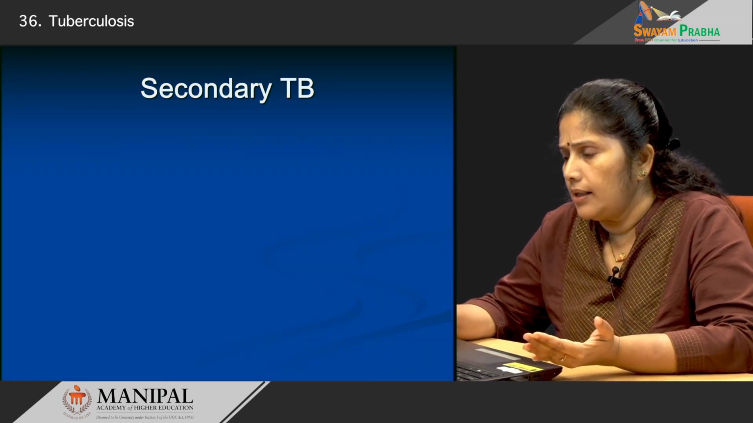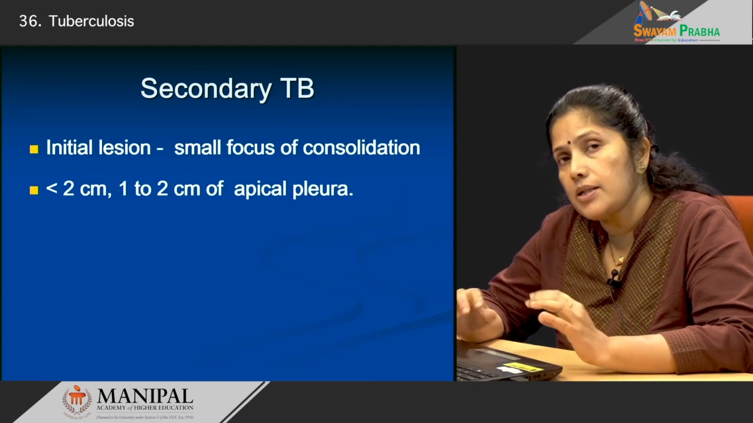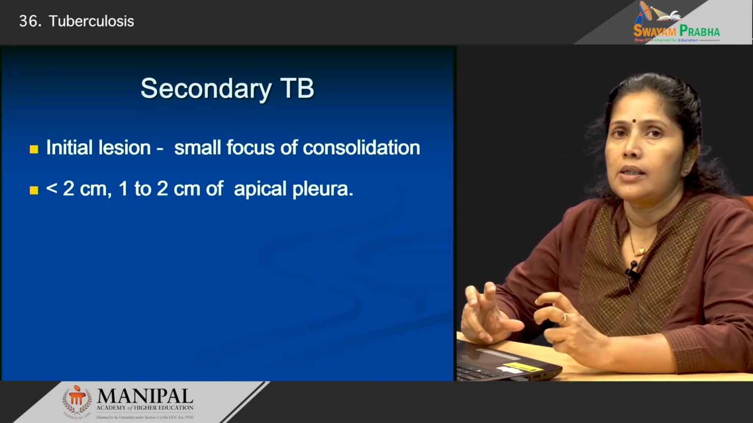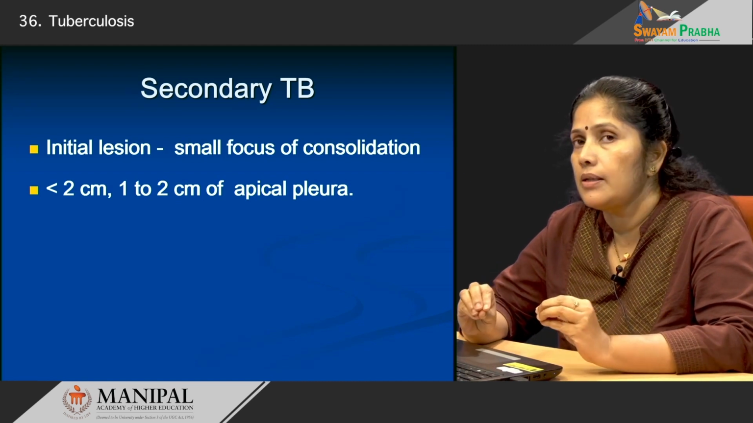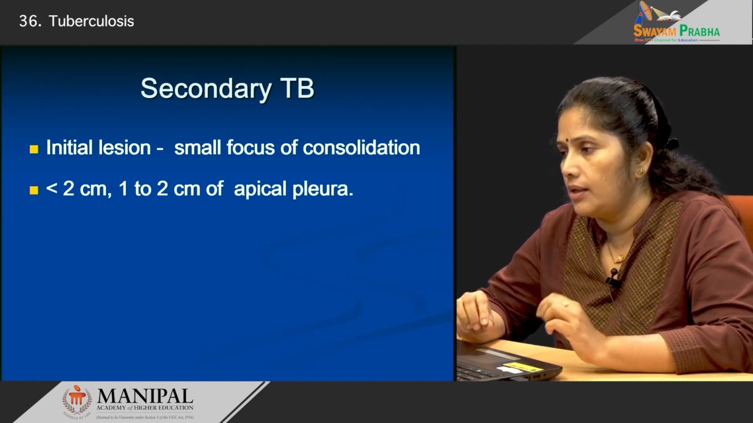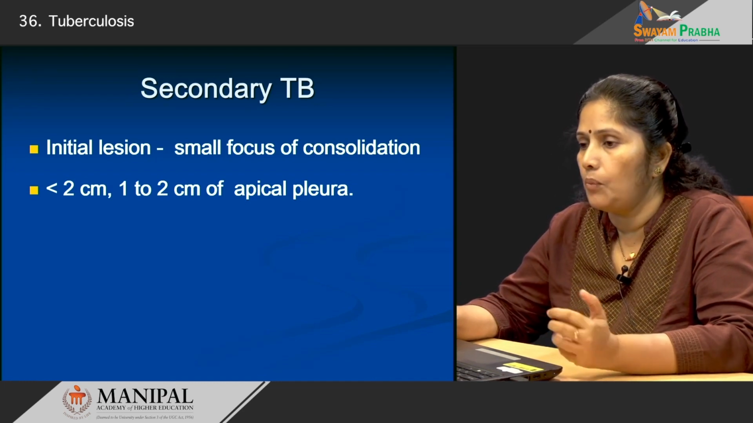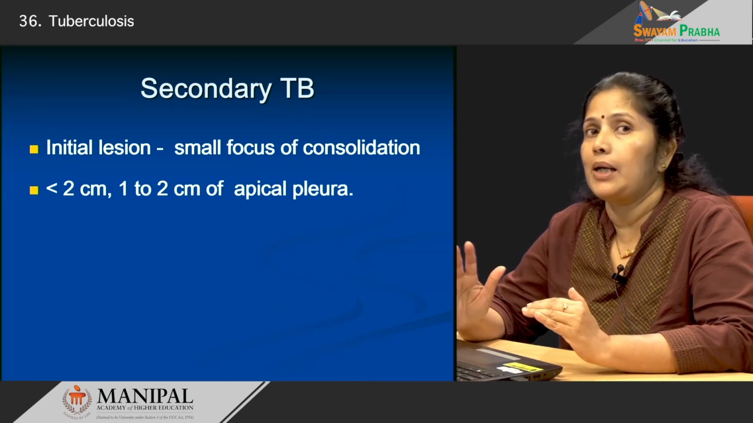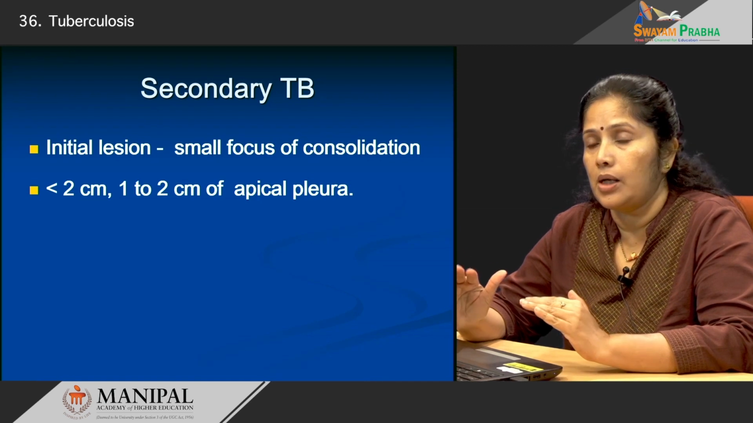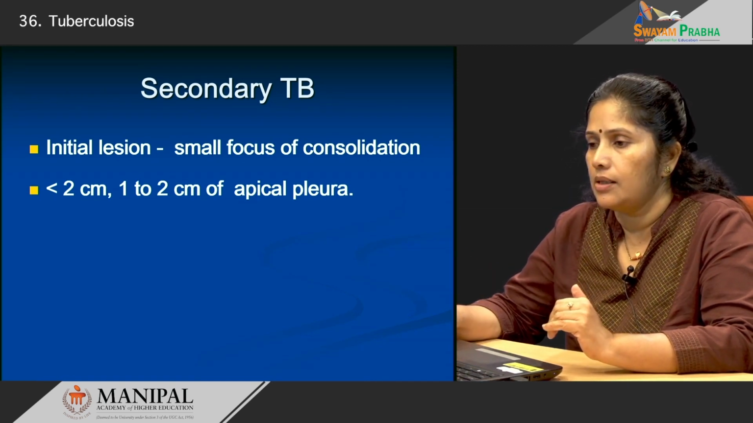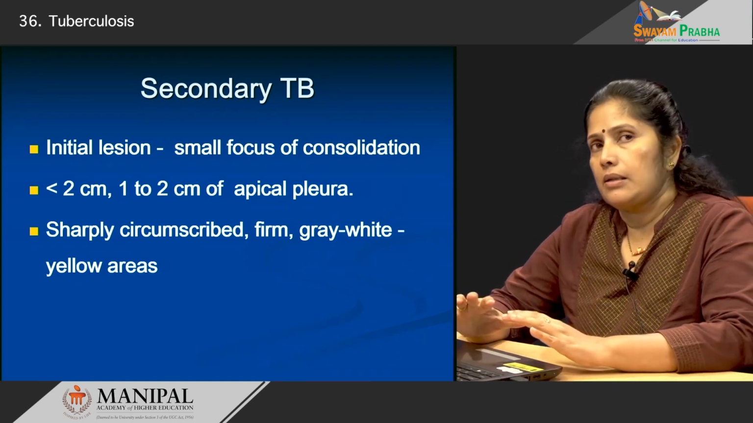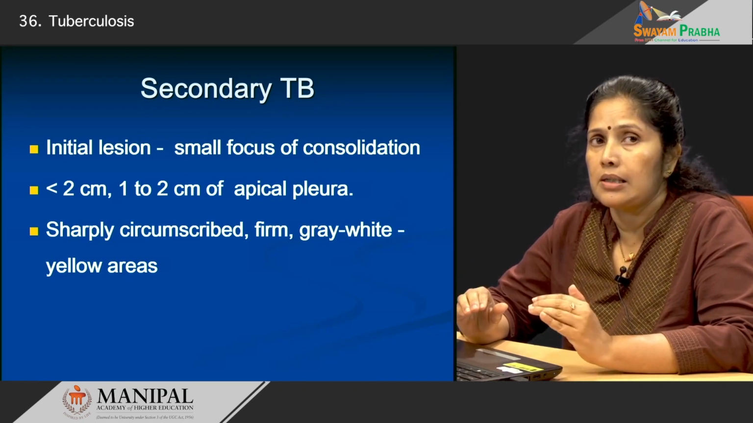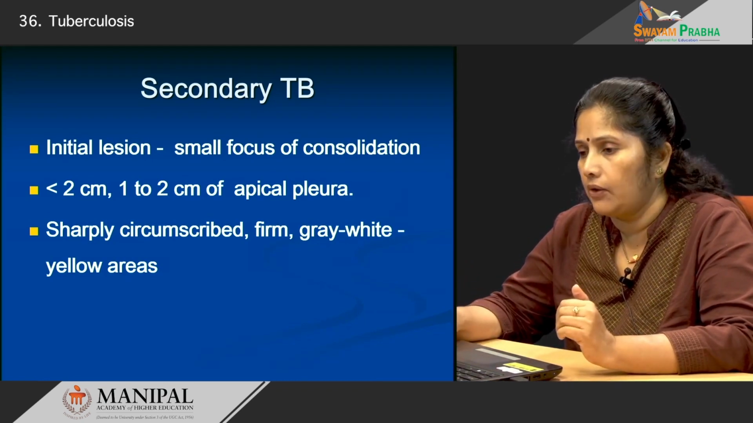Now, if you look at the initial lesion, it starts as a very small area. It is a very small focus of what is known as consolidation. So, a small focus of consolidation in the lung is the initial focus of infection, and from there the lesion can become more than 2 centimeters, and it is again very close to the apical pleura, not in the other regions close to the pleura. And the lesion is quite well circumscribed. It is grey white or slightly yellowish in color, and that is because of the necrotic areas.